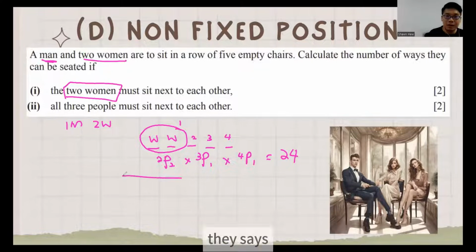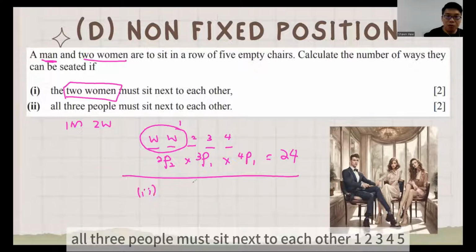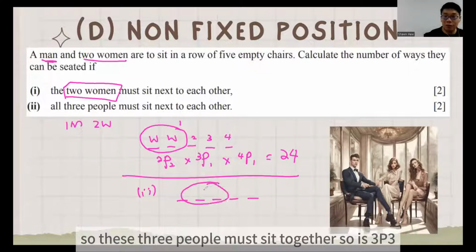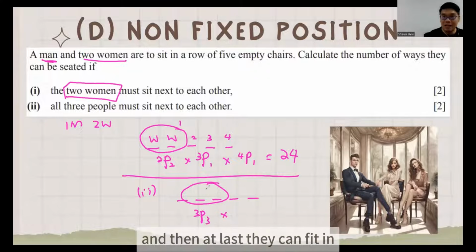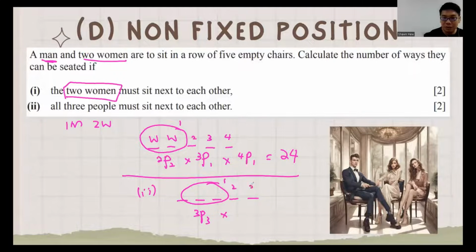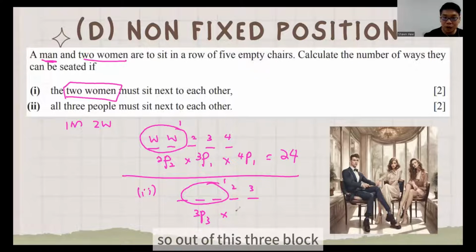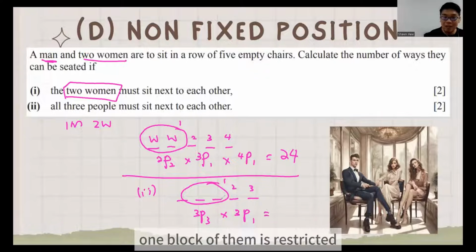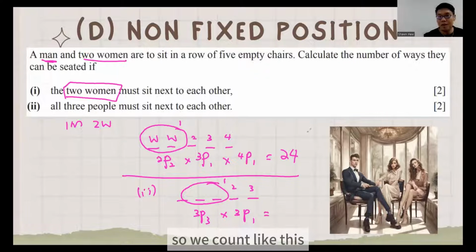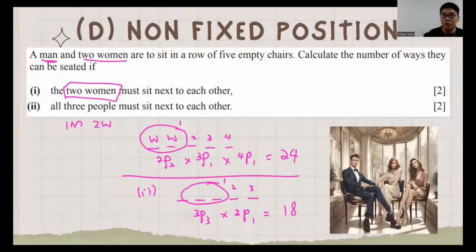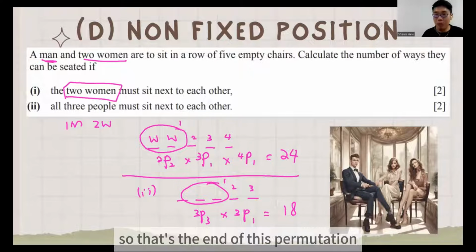Next, they say all 3 people must sit next to each other. 1, 2, 3, 4, 5. So these 3 people must sit together. So it's 3P3. And then at last, they can fit in 3 blocks. So out of these 3 blocks, 1 block of them is restricted. So we count like this. It will be 18. So that's the end of this permutation.